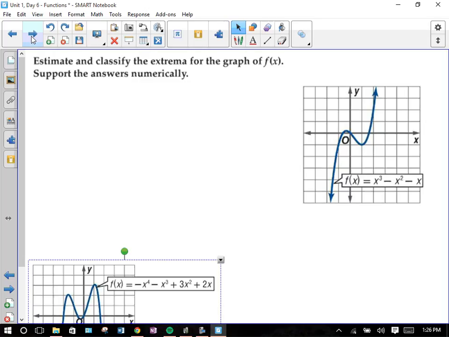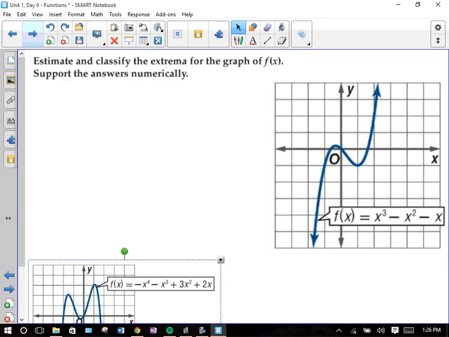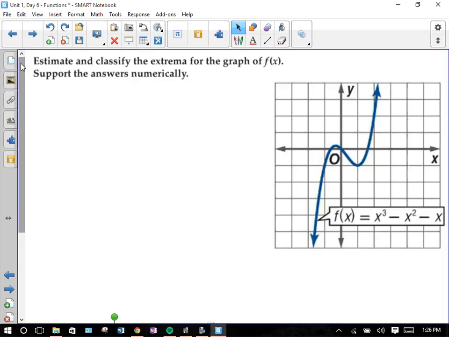Right. So, I think I'm going to go back. I want you guys to know we're estimating here, not finding an exact amount. This function right here. Take, say, 30 seconds. I want you to see if you can figure out and write down what x values you think the maximum and minimum occur at, and if it's a relative or absolute maximum or minimum. I want you to sketch the graph and then write it down. It's counting by ones on the x and y axis.